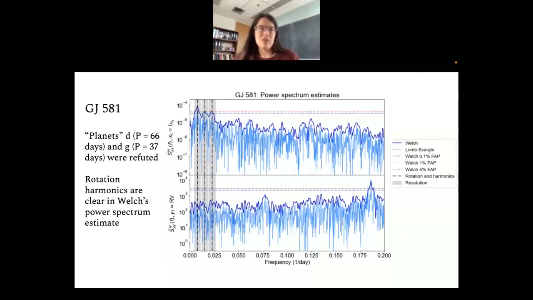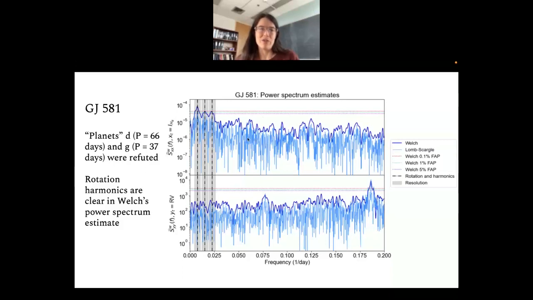So let's go to some science results. This is GJ 581. At one point, I think there were maybe 6 planets reported to orbit this particular star, but now we're down to 3. Two of them in particular made a big splash because they were supposedly Earth mass, possibly Earth-like planets. But those got refuted, and you can see the kind of warning in this top plot here.